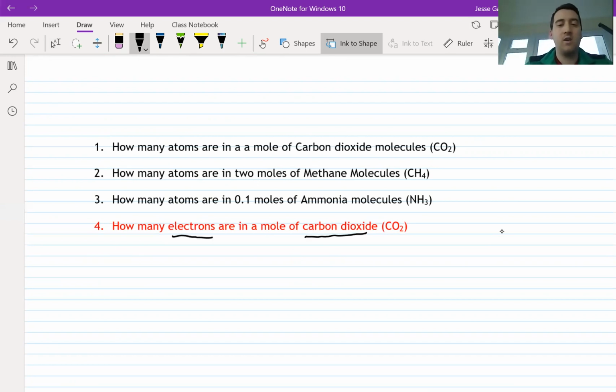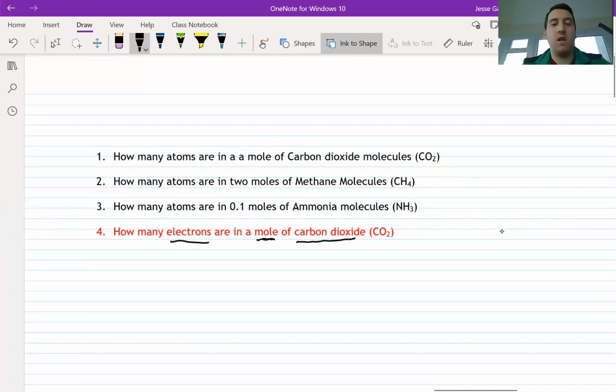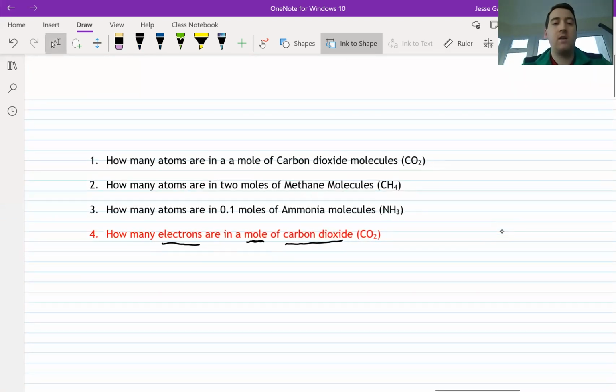So the first thing you're going to have to do is work out how many molecules are in a mole of carbon dioxide molecules. Then you're going to have to find out how many atoms are in it. Then you're going to have to work out how many electrons are in all those atoms. Okay, so I'm not going to spend too long doing that, but this is a challenge. If you're finding this very easy, then this one might push you a little bit more. All right, so let's pause the video and try questions 1 to 4 now.